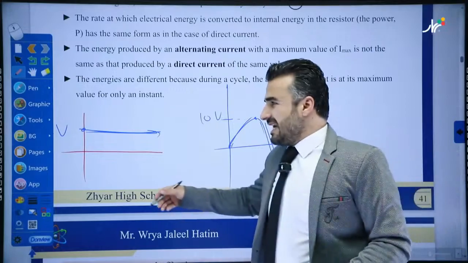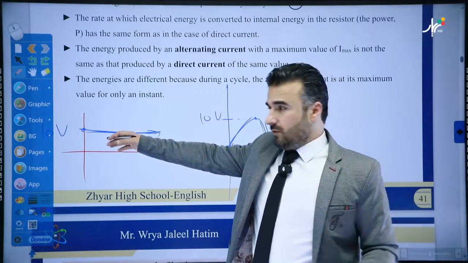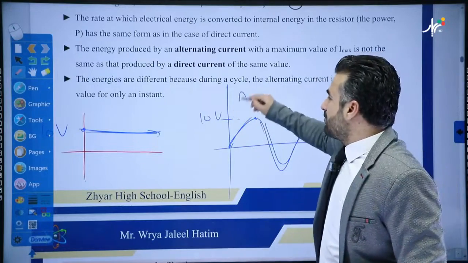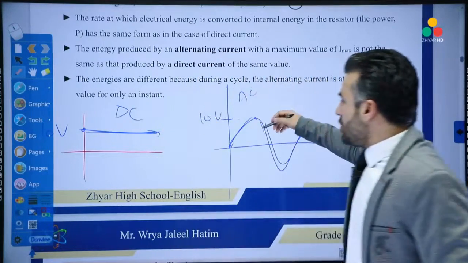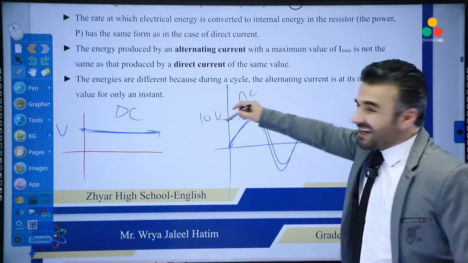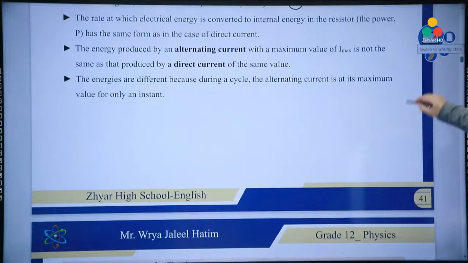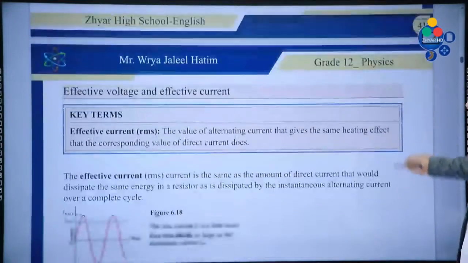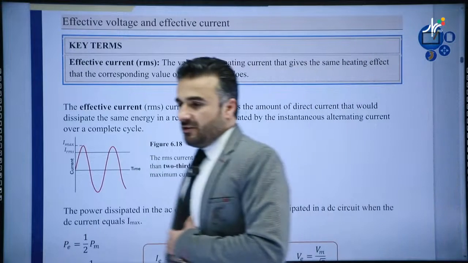So, of course, now you can say that if it is a DC, it provides a constant value, which is always the same. But if it is AC, and this is DC here, you can see that these values are changing. It is only at maximum for an instant, for a fraction of a second. Now after this, we can talk about the effective voltage and effective current.